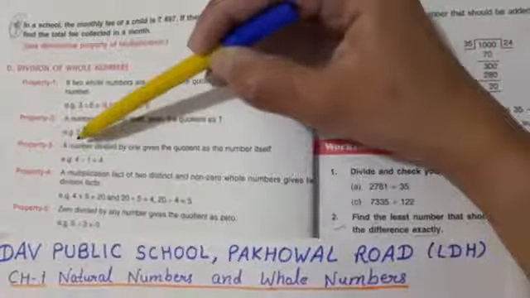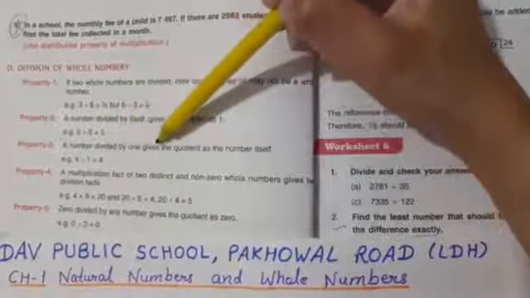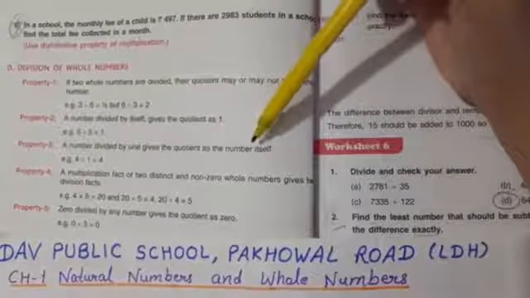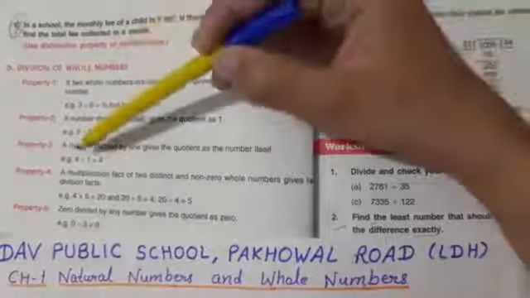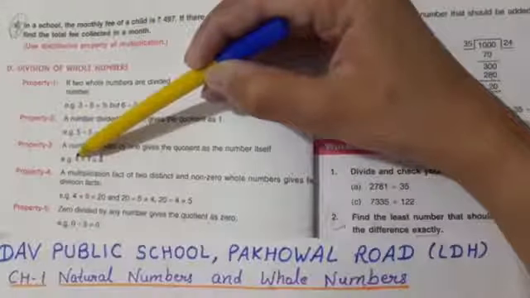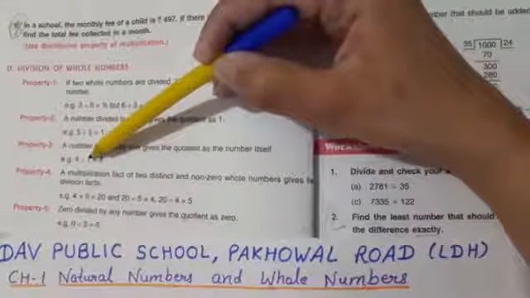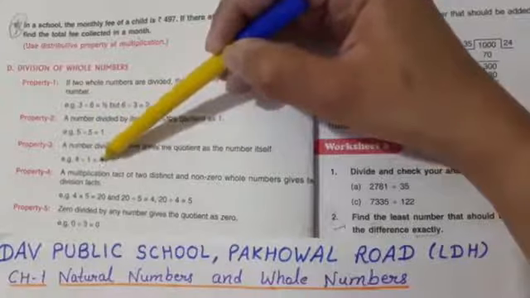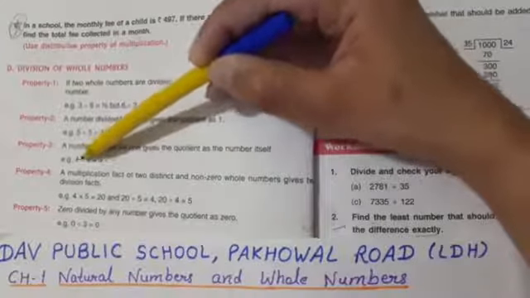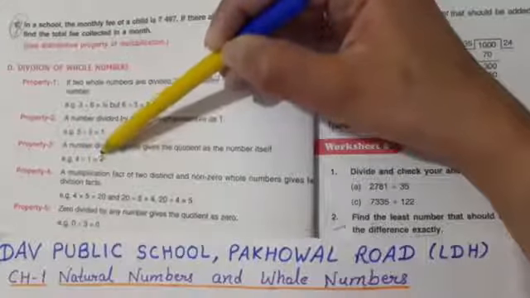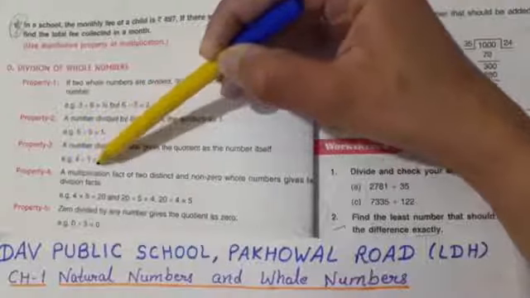Third property. A number divided by 1 gives the quotient as the number itself. Suppose we take a number 4 and we divide it by 1. 4 divided by 1 is 4. If we take 6 divided by 1, it is 6. So it is the number itself, right?